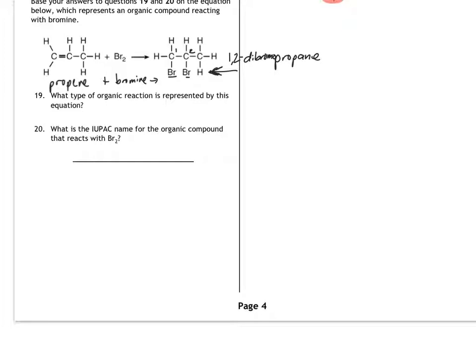All right, so what type of organic reaction is this? That is definitely an addition reaction, which must take place on an unsaturated hydrocarbon like propene. And for number 20, the IUPAC name for the organic compound that reacts with bromine, well, this bromine is reacting with this compound and its name is propene. So the answer for that one would be propene.